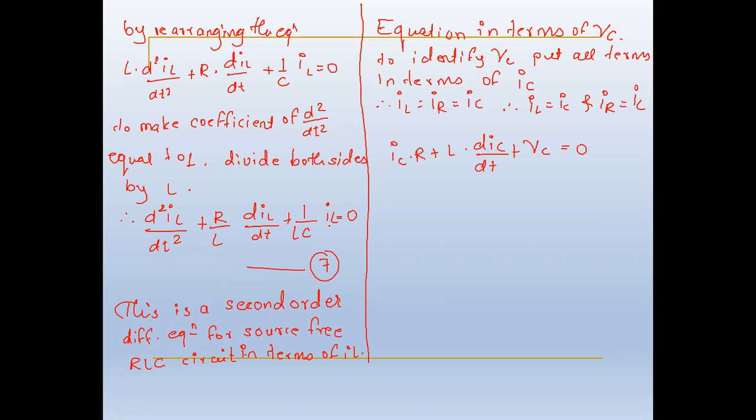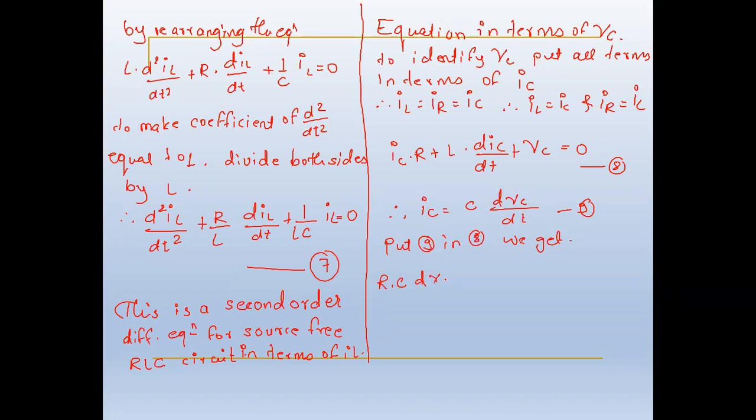So now we want the equation in terms of VC. The capacitor current IC can be expressed in terms of the capacitor voltage VC. Therefore, IC can be written as C into dVC by dt. So let us call this equation 8 and this one 9. So if we put 9 in 8, what do we get?